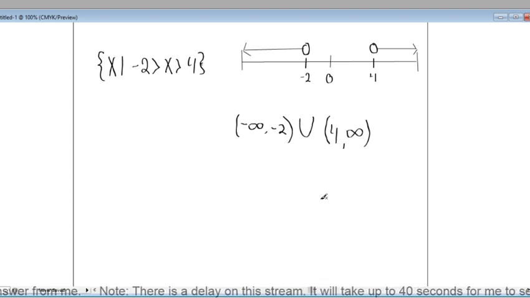So union is an operator. Like I said, it only works with sets, and it's like glue for sets. It takes two sets and puts them together.